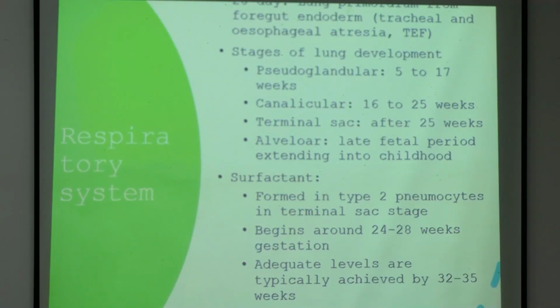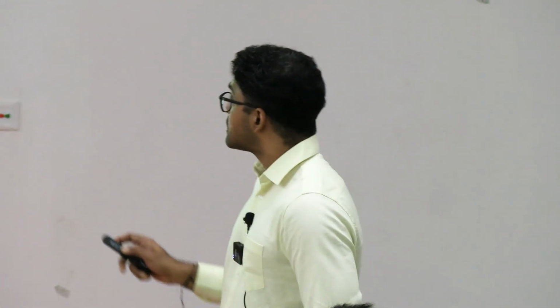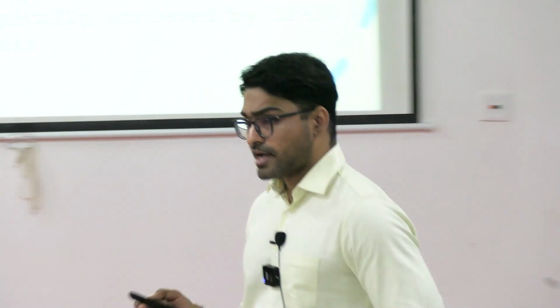There are 4 stages of lung development: the pseudoglandular stage, the canalicular stage, the terminal sac stage, and the alveolar stage. These are the stages where the lung bud gradually increases in size, it branches, and the final alveolar form is achieved. We all know that surfactant is required for a baby to breathe, and the lack of surfactant is what develops respiratory distress syndrome in premature babies.